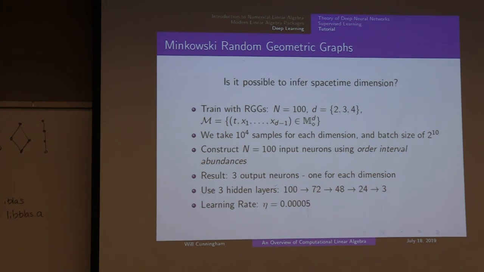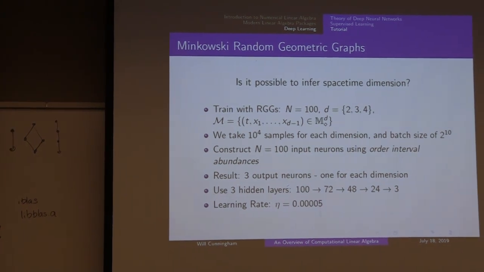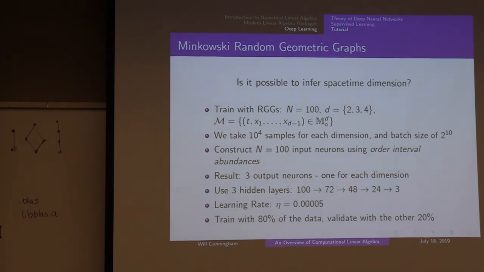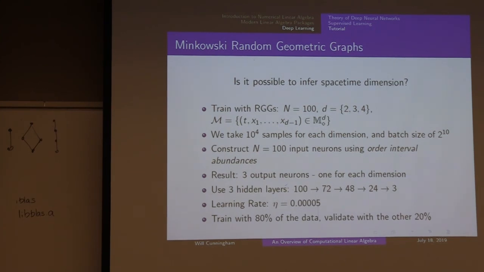And I choose this as my learning rate because after some trial and error, that seemed to work pretty well. And then finally with the data, typically what you do is you take about 80% of it and use it for training, and then 20% for validation, just to make sure that your model is working. So you don't want to validate with the same data that you use to train it, otherwise it will trivially be correct.